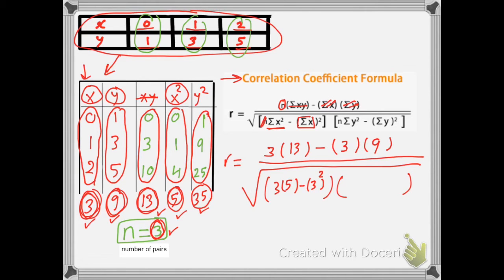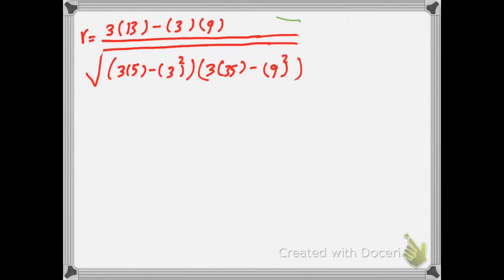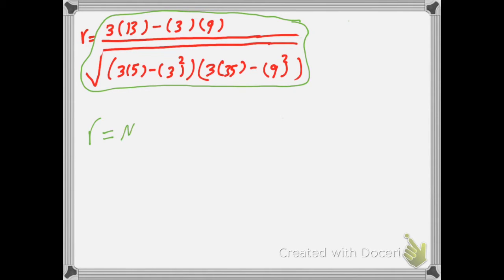The next bracket has n inside, which I know equals 3, multiplied by summation y squared. Y squared from my table equals 35. Minus bracket all squared. Inside this bracket I have summation just y, which means the second column. The answer will be 9. Now I will enter all of those numbers inside my calculator, and I will press equal. Directly the calculator will give me the result, and the result will be a number.